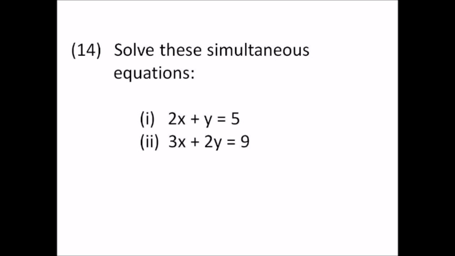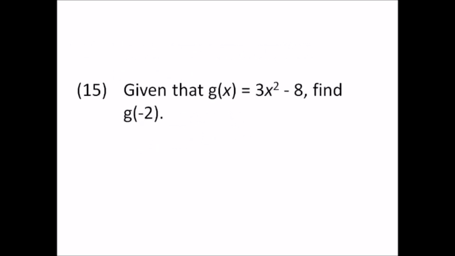Number 15. You're dealing with a function. Given that g of x is equal to 3x squared minus 8, find g of negative 2. So again, treat this like you would treat an equation, and once you know how to deal with functions, you should be able to do this one, and it's pretty simple and straightforward. So it shouldn't take you long to get an answer for it, guys. Work it, put an answer.